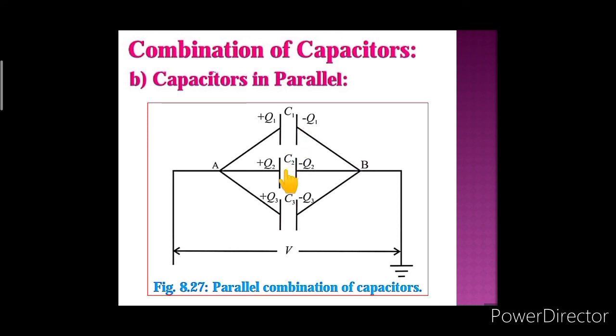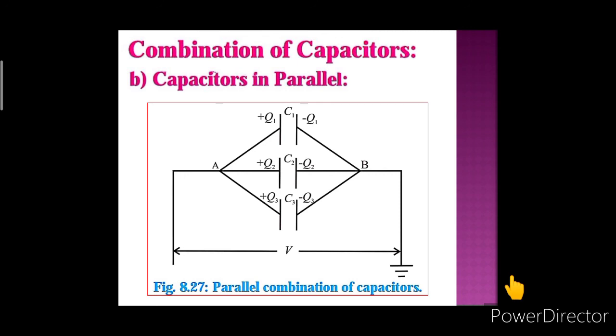Similarly, the first plate of the second capacitor is connected to point A and acquires the plus Q2 charge, where minus Q2 charge will be acquired by induction on the plate connected to point B. And for the third capacitor, the first plate is connected to point A and acquires the plus Q3 charge, and the second plate, which is connected to point B, acquires the minus Q3 charge by induction.